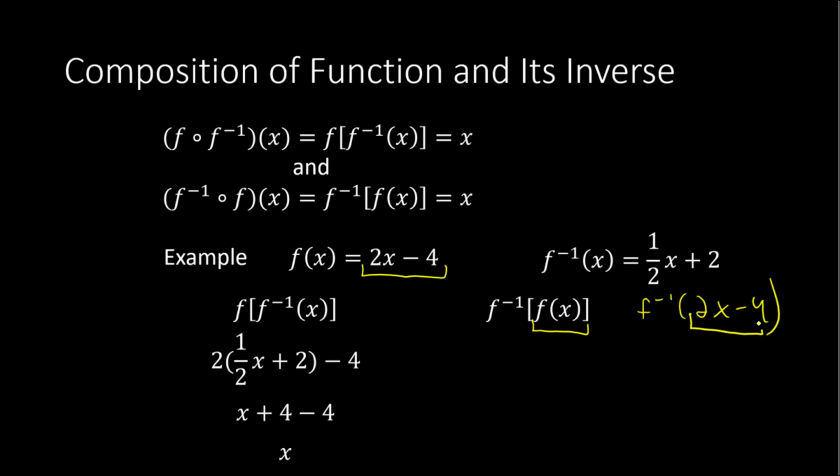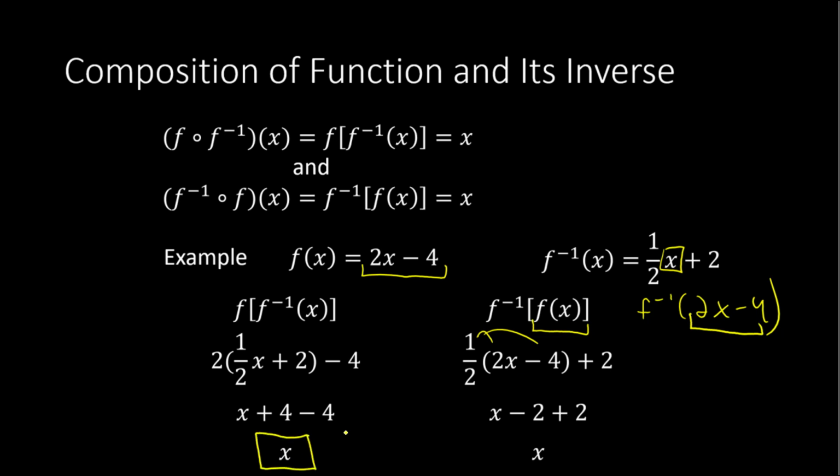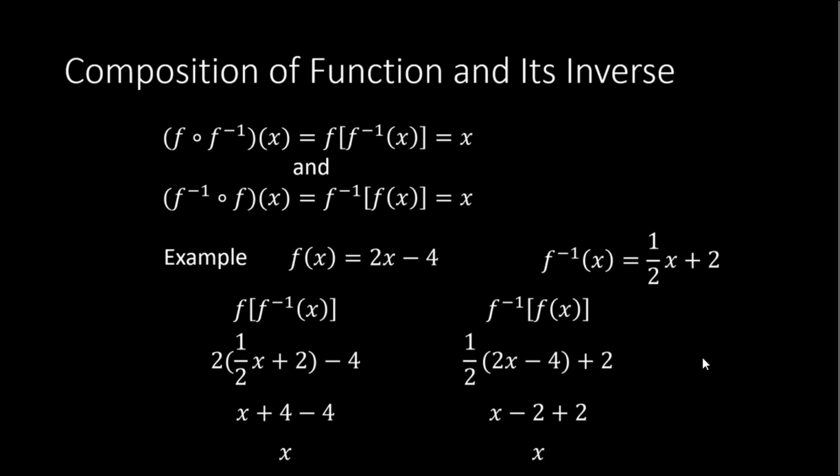And what that means is we plug in 2x minus 4 in place of x right here in the f inverse function. So now we have 1/2 times, parentheses, 2x minus 4, and then plus 2. We can then distribute. We would have 1x minus 2 plus 2, and then the negative 2 plus 2 cancel, and you have x. So notice both the compositions would equal x when you do it both directions.